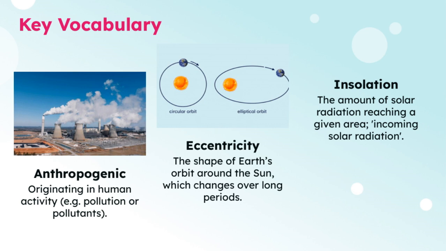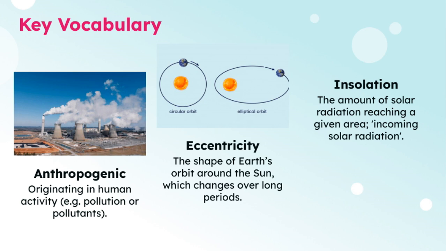The second word is eccentricity. Eccentricity is the shape of Earth's orbit around the sun. Over long periods of time, Earth's orbit changes from being more circular to more elliptical or oval-shaped. The third word is insolation. Insolation means incoming solar radiation. In other words, it is the amount of solar energy reaching a particular area of Earth.